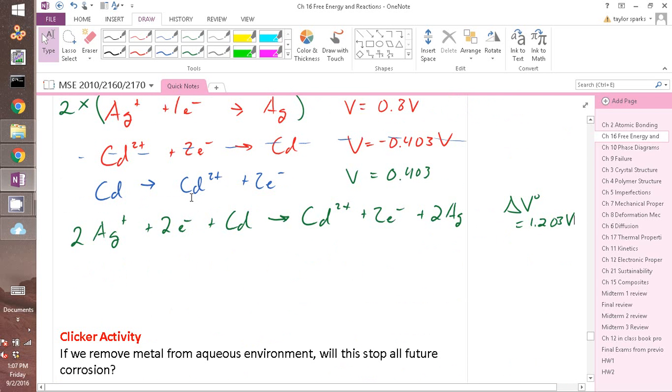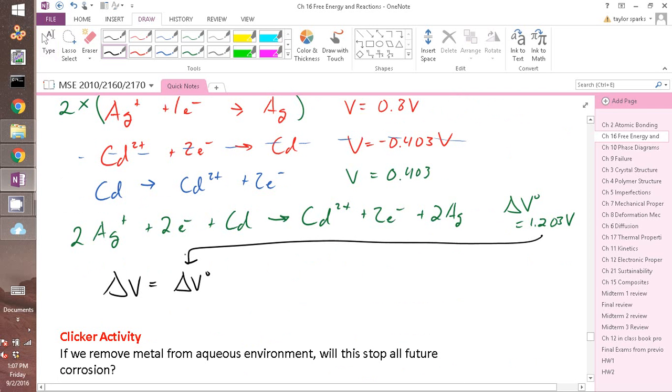Okay, so we write our expression. Let me switch to one more color. We're going to say that delta V equals delta V naught, which is just this guy, right? And then it's going to be minus RT over NF natural log of what? What should be our reaction quotient? What should this be? It's going to be products over reactants, just like always.